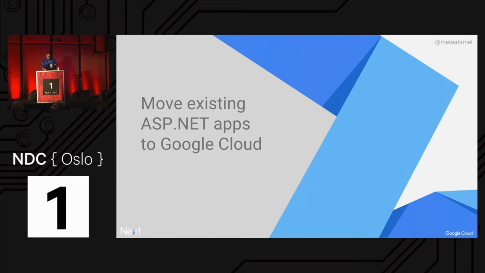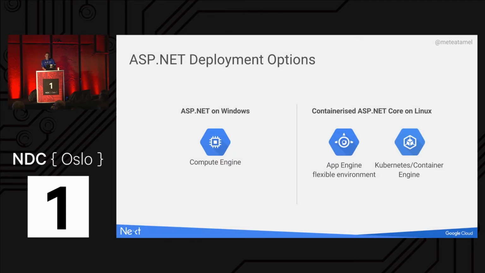All right. So now let's talk about moving your existing ASP.NET applications to Google Cloud and see how that looks. And to do this, as I mentioned, to move existing apps, you would use Compute Engine. So we'll go through that and we'll see how to get a Windows server on Compute Engine and how to deploy it from Visual Studio.